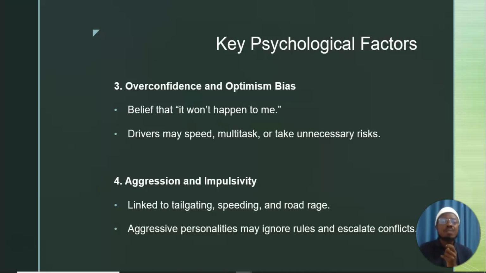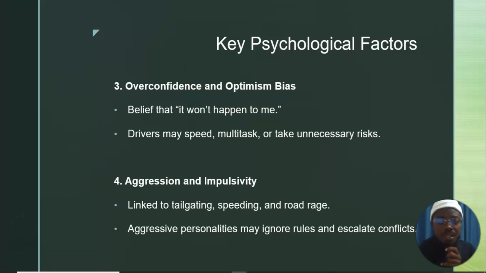So the overconfidence in you thinking you might not be involved in an accident not only talks about you being the cause of the accident, but also understanding that it might be as a result of the mistake or the error of another driver. And understanding that you also have to be very careful and be on the watch out while driving is also very important. So that helps to solve the problem of overconfidence and optimism bias. That is, a driver may speed, multitask, or take unnecessary risks, thinking, yes, I've been driving for 40 years, I've been driving for 20 years, so what could happen? I can always manage whatever happens while driving.